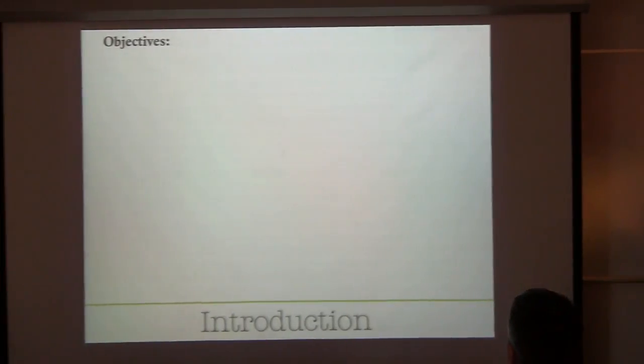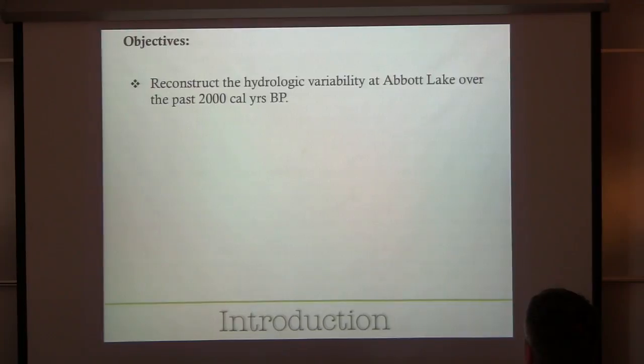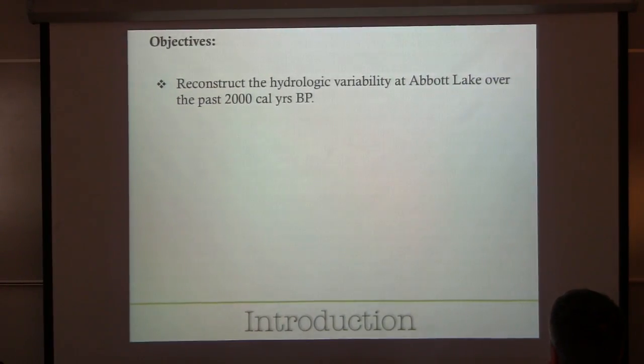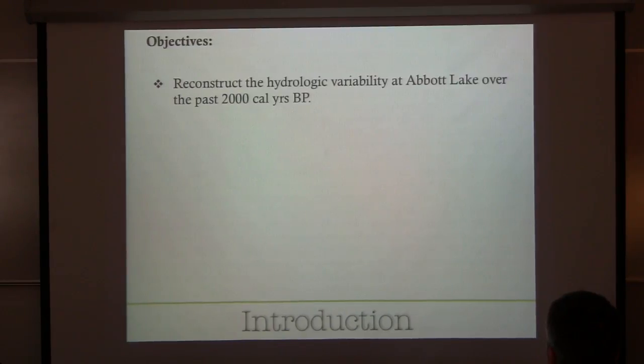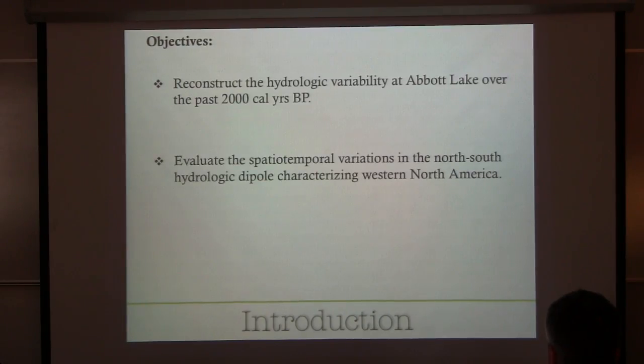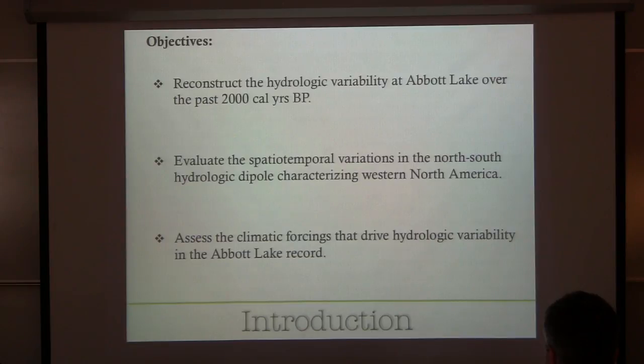So with this, we really have three main objectives. The first is we want to construct hydrologic variability at Abbott Lake over the past 2,000 years, since it's never been done before. The second is to assess the spatiotemporal variations of the north-south hydrologic dipole that we discussed. And the third is to figure out the forcings that drive the hydrologic variability we see at our site.